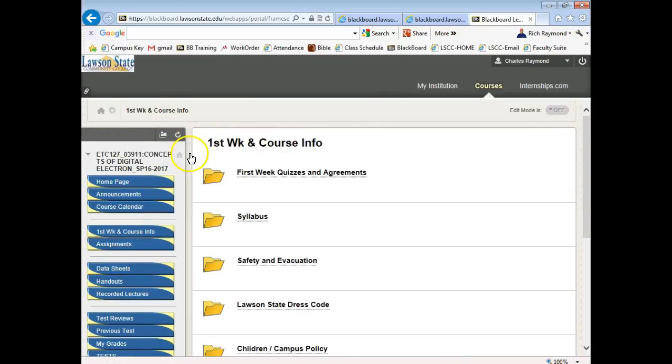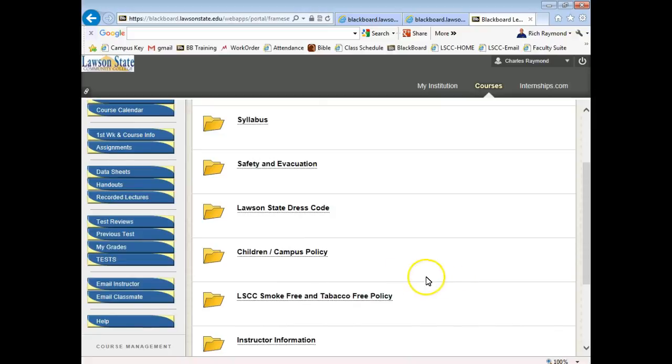So under first week, safety and evacuation, here's the dress code policy, and the children on campus policy, which basically says you're not allowed. If you're a smoker, Lawson is considered a smoke-free place. So where are you supposed to smoke on campus? Anybody know? The designated area is all the way up on the hill by that fence that runs around the interstate. If you look, you'll see there's a place where you can get rid of your butts.